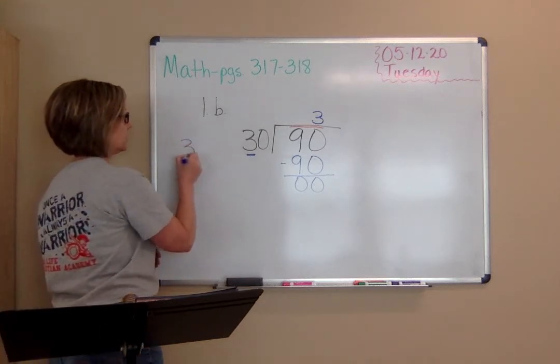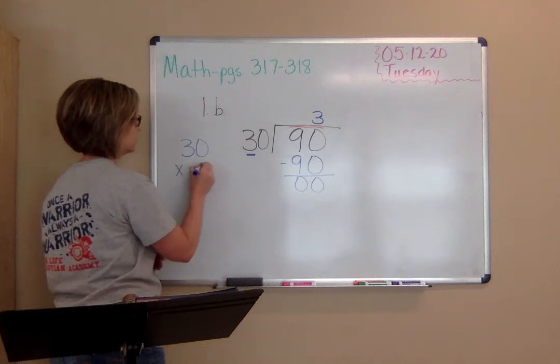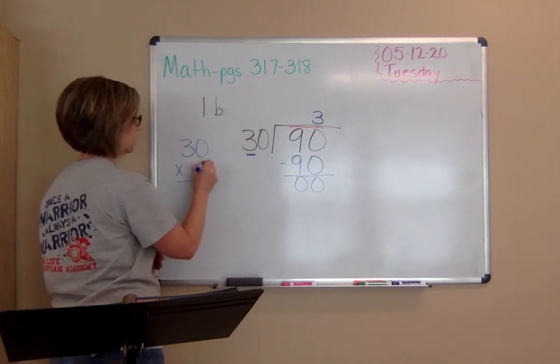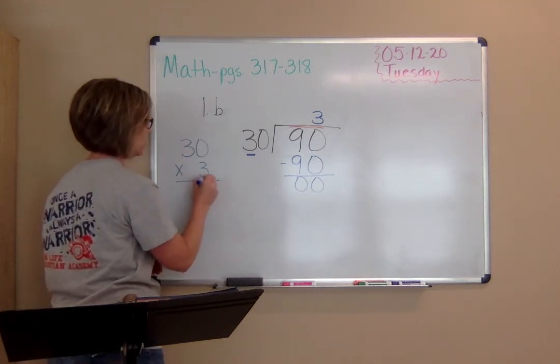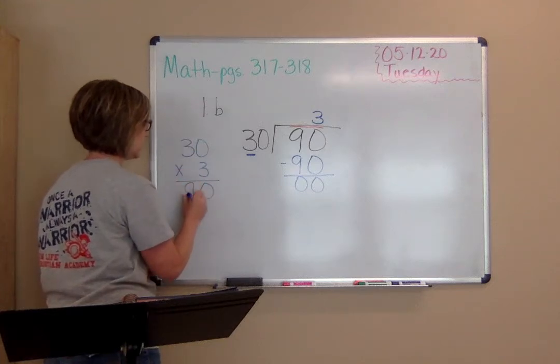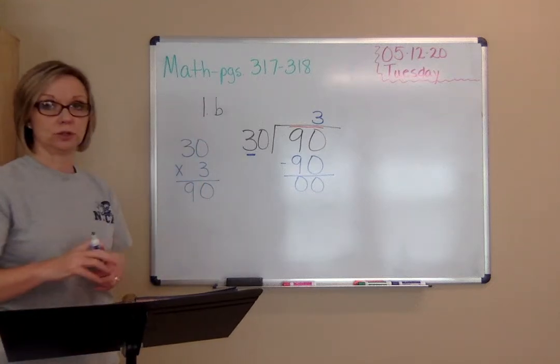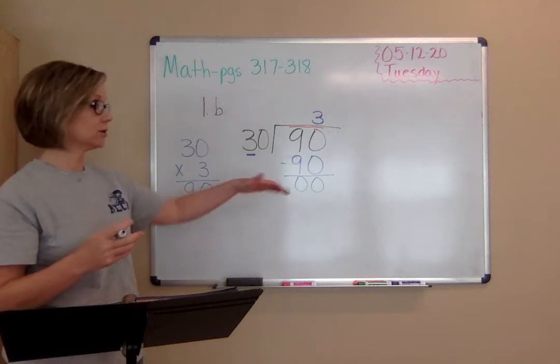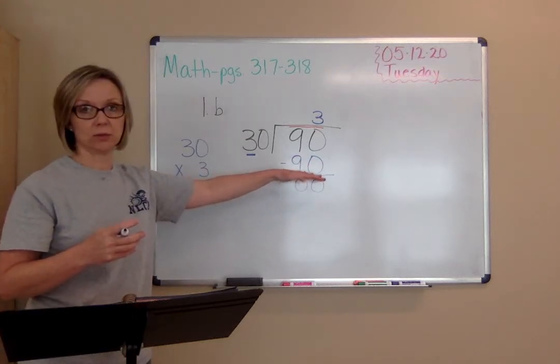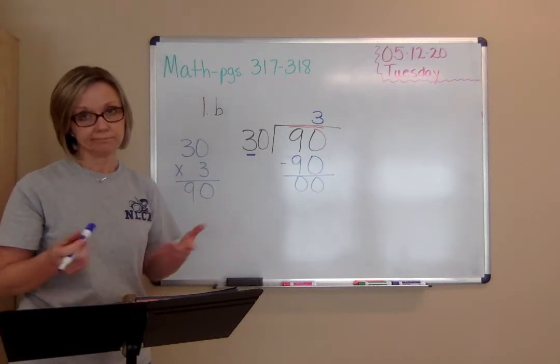Or we could have taken 30 times 3. 3 times 0 equals 0. 3 times 3 equals 9. And it's a good check, and it's also a good way to get this number that you would subtract. Same thing.